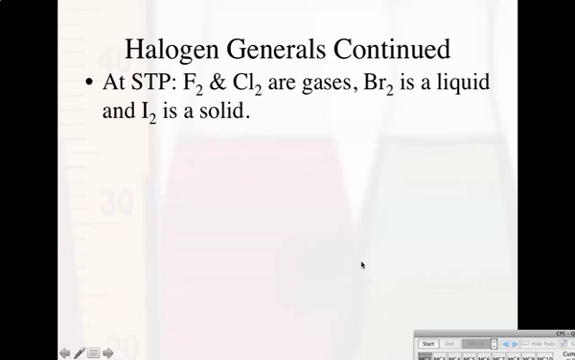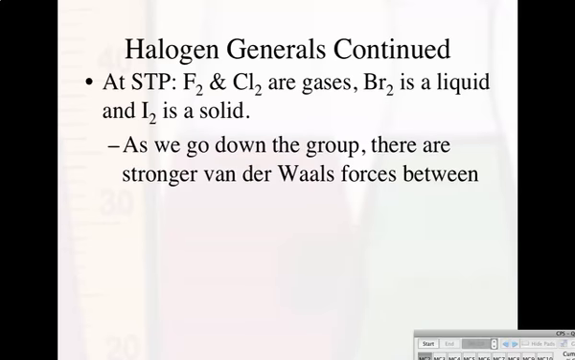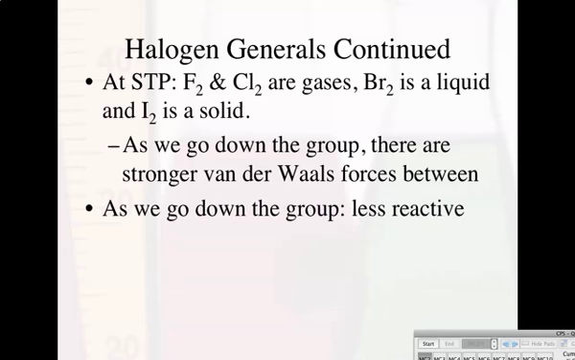So, at standard temperature and pressure, we saw this thing before. STP means standard temperature and pressure. Fluorine and chlorine are both gases. Bromine is a liquid, and iodine is a solid. And that's because as we go down the group, there's stronger van der Waals forces between them. We're going to talk more about what van der Waals is later, but those are just weak forces holding them together. And those weak forces get stronger as we go down.